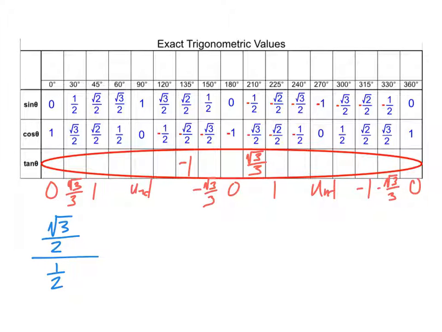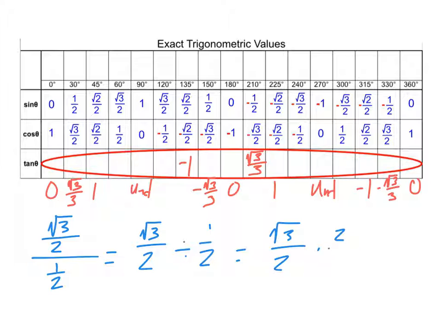All right, now to do that work, again, set it up as division. So we do root 3 over 2 divided by 1/2, which is going to be the same thing as root 3 over 2 times 2 over 1. And so after we multiply, we get 2 root 3 over 2. And notice if I have 2 root 3 over 2, the 2's cancel out, and I'm just left with the square root of 3.